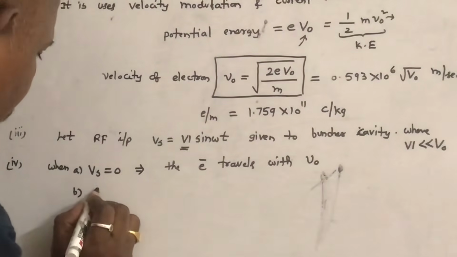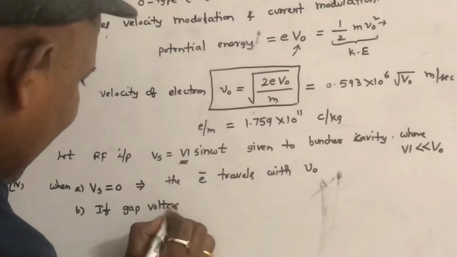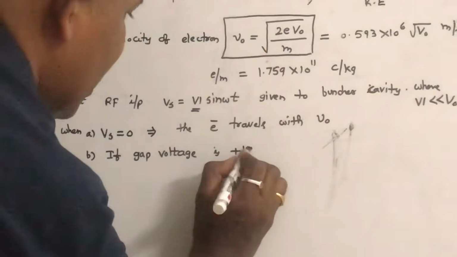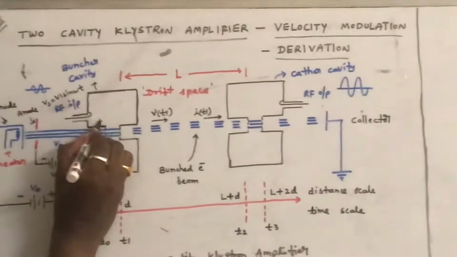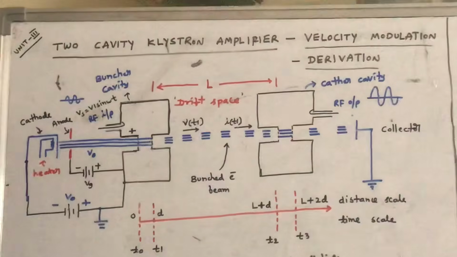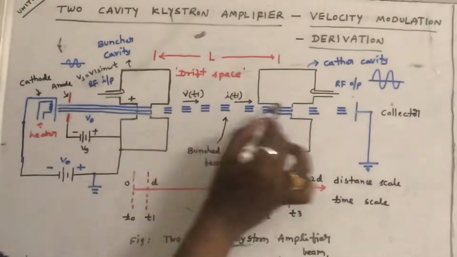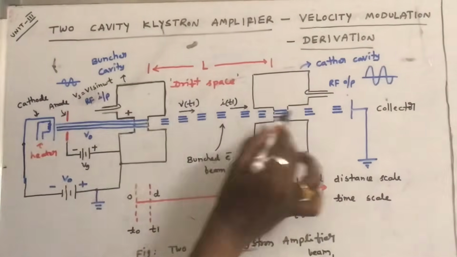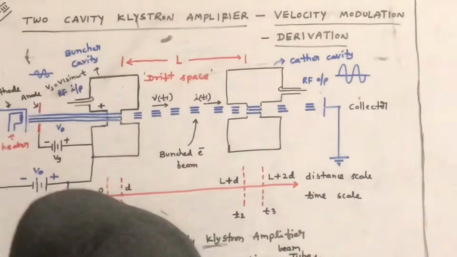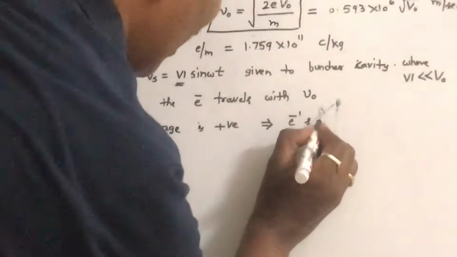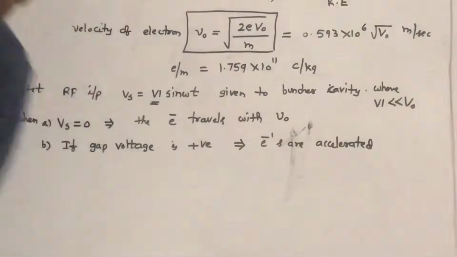Case B: if the gap voltage is positive, then the electrons get accelerated. The velocity of the electron increases. So the electrons are accelerated during the positive half cycle. These points are very important.